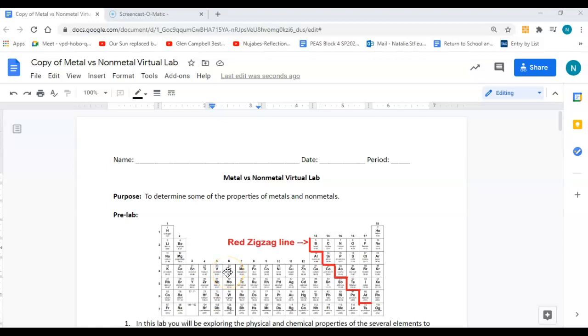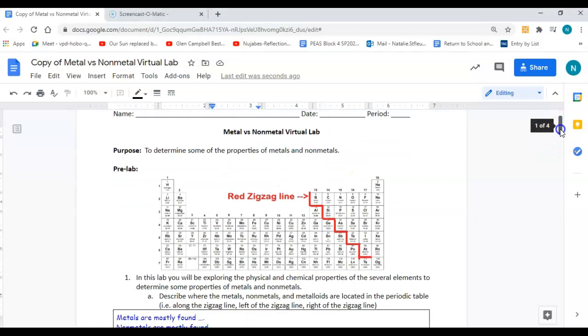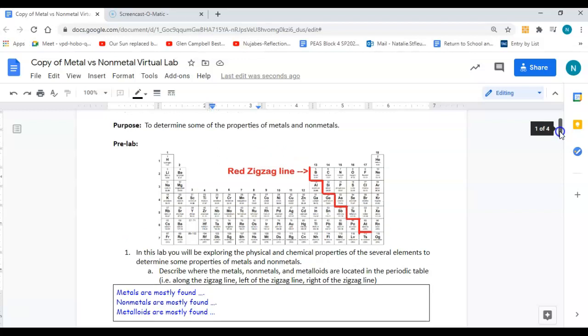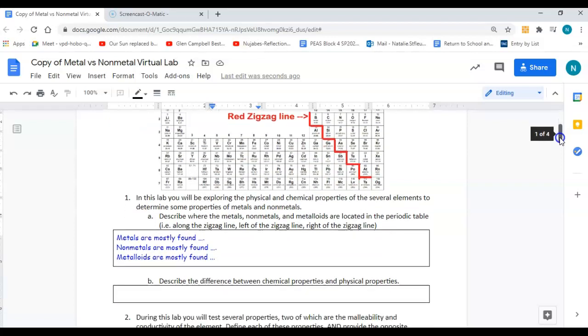Hi, and welcome to the Metals versus Nonmetals virtual lab. In this lab, you will determine some of the properties of metals and nonmetals, and metalloids to some extent, through a series of experiments. By this point, you should have already completed the pre-lab, which helps you to understand the purpose, what are properties, and how do we find metals and nonmetals and metalloids in the periodic table.